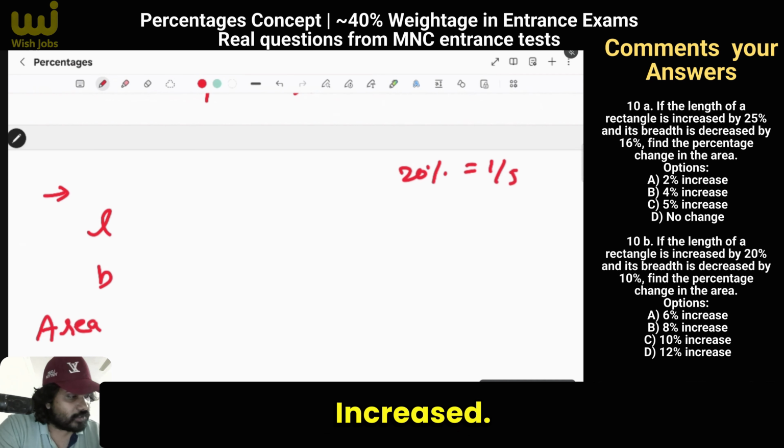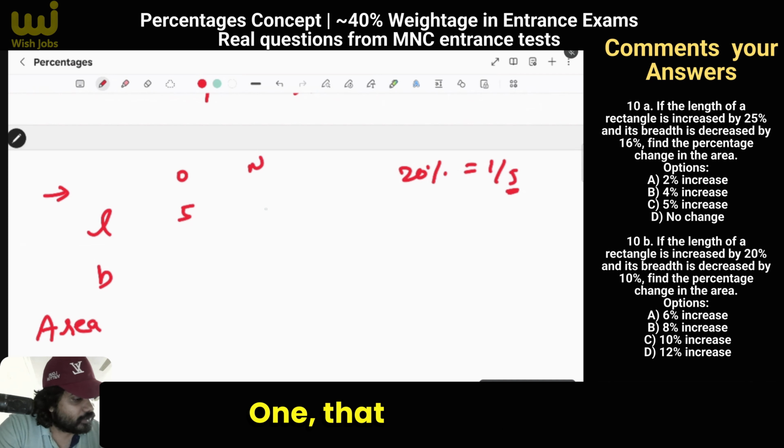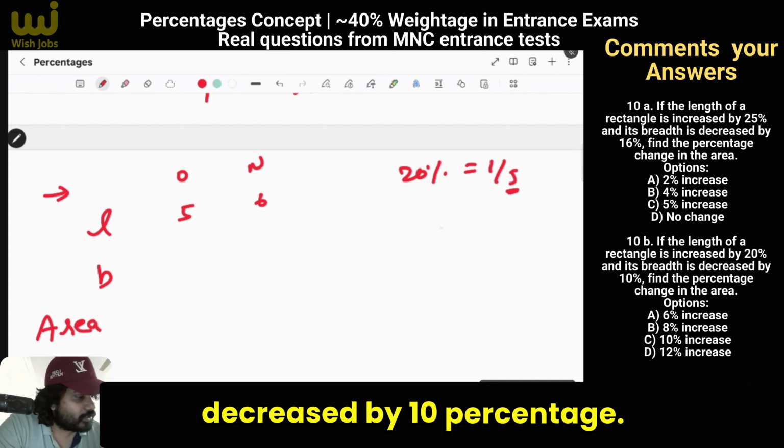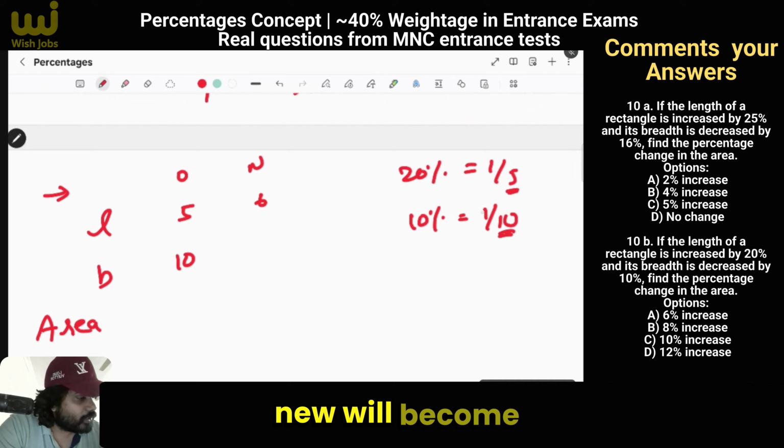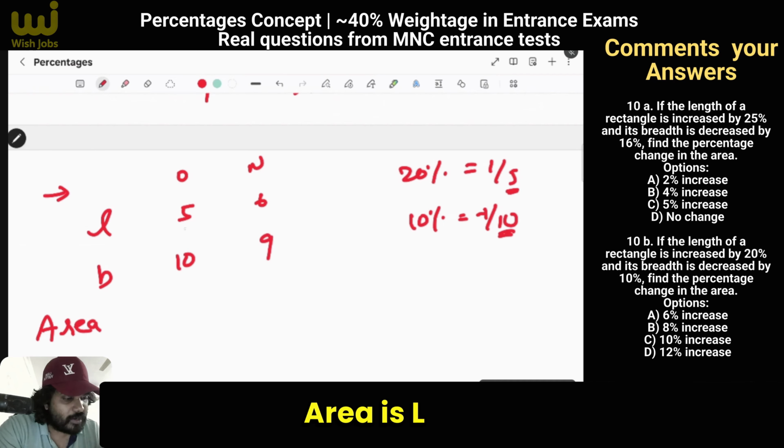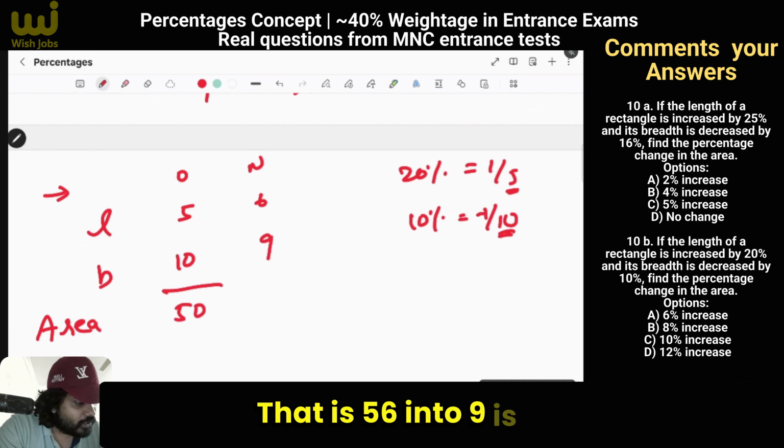Did it increase or decrease? Increased. So the bottom will become the old one, and the new one will become 5 plus 1, that is 6. Breadth is decreased by 10%, which is 1 by 10. So old will become 10, new will become 9. Area is L into B, that is 50. 6 into 9 is 54.